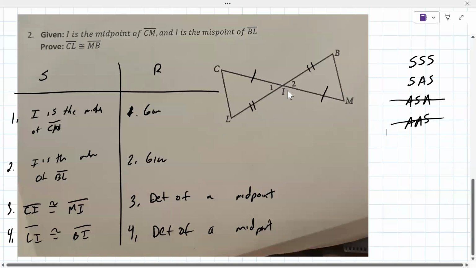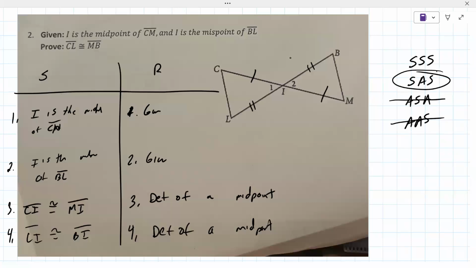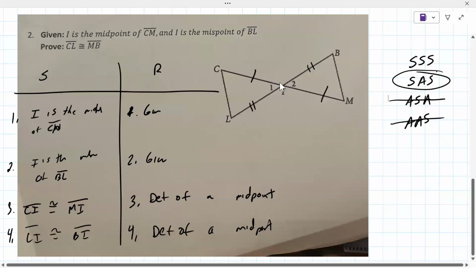So how do you prove that angle 1 is congruent to angle 2? Like why are they congruent? CL is congruent to BM, well, that's a side now. What do you know to make those congruent? Where they meet in the middle. What about angle one and angle two? They're congruent, but why? What kind of angles meet at an X?